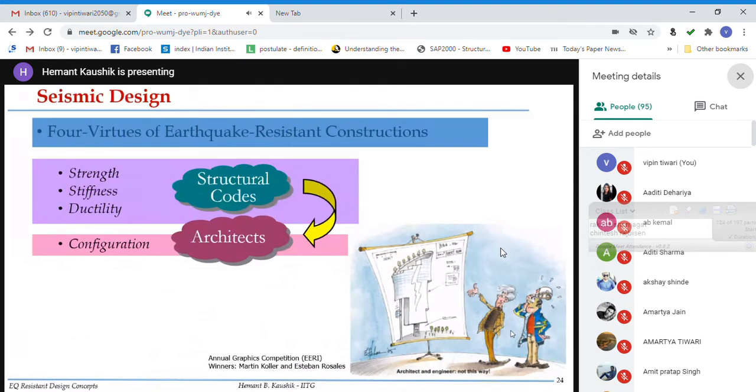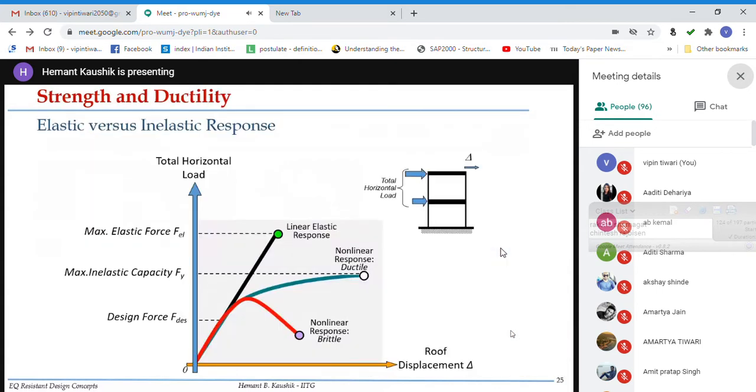Now, there are 4 virtues of earthquake resistant constructions. So strength, stiffness, ductility. Finally, the configuration. So these are the 4 virtues. The strength, stiffness, ductility, it comes from structures, right? From structural engineers, from structural codes. But the configuration, it is coming from the architects. So when you mix them, there is always a fight. So this cartoon I already showed you yesterday, that architects, they want certain configuration, but it may not be suitable for earthquake resistance. So we have to find a common way ahead.